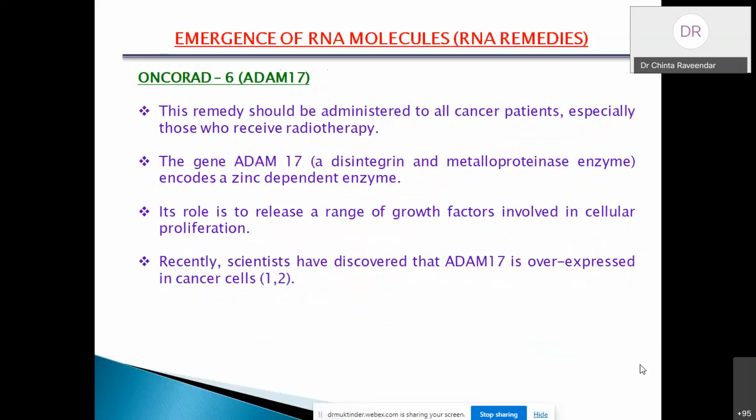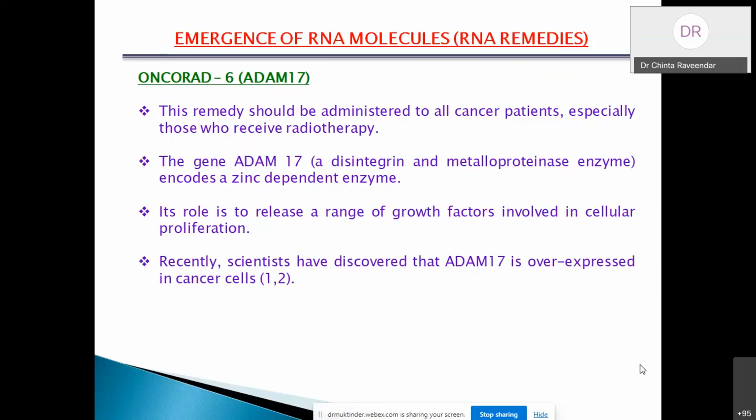Another molecule, I am coming to it. There are a total of 9 molecules we are working on. This is Oncorad 6, ADAM17. This remedy should be administered to all cancer patients, especially those who receive radiation therapy.